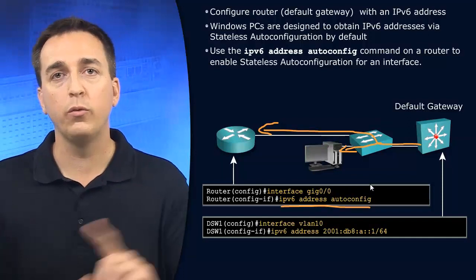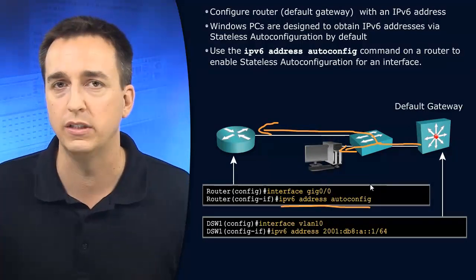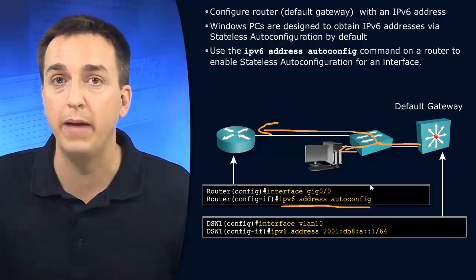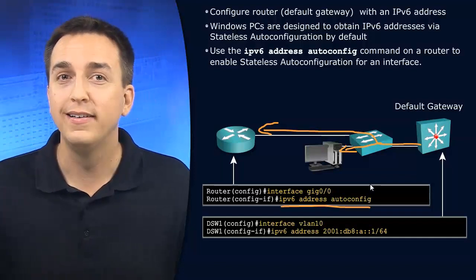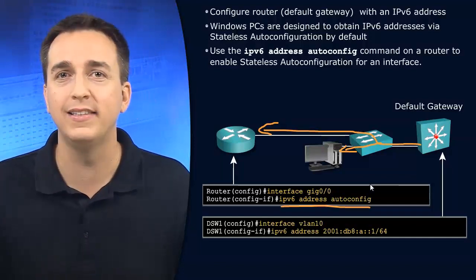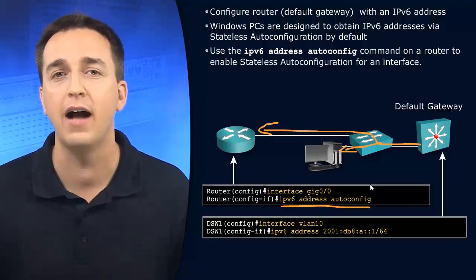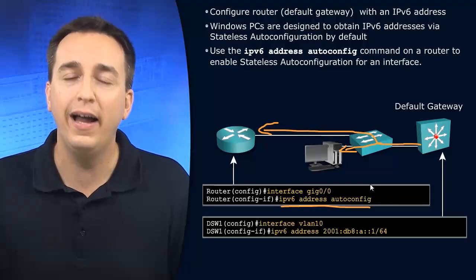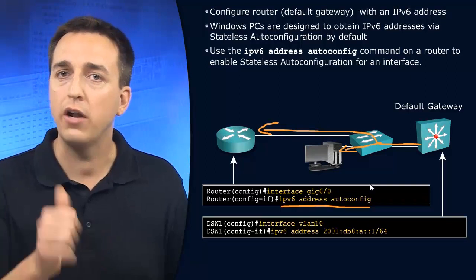But the important thing to realize here is that on our routers, by default, they're not going to auto-configure their addresses. We have to turn it on with the IPv6 address autoconfig command. But on a PC? Oh, that's done by default. We don't have to do anything at all. They're just going to automatically configure their IPv6 addresses, and they're up and running. Plug and play.